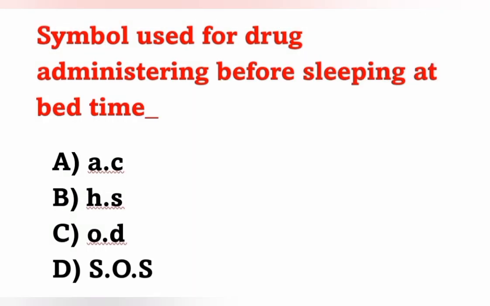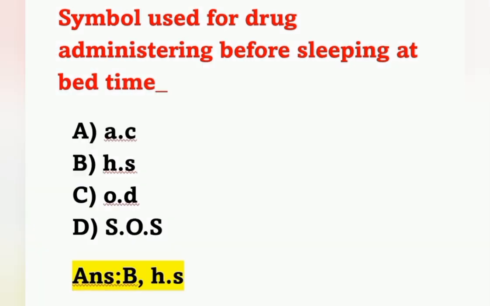Move on to the next question. A symbol used for drug administering before sleeping at bedtime. Options: option A AZ, option B HS, option C OD, option D SOS. The drug which is given before sleeping or at bedtime is HS. Option B is the correct answer. Abbreviation AC means before meals. PC means after meals. HS means at bedtime. OD means once a day.